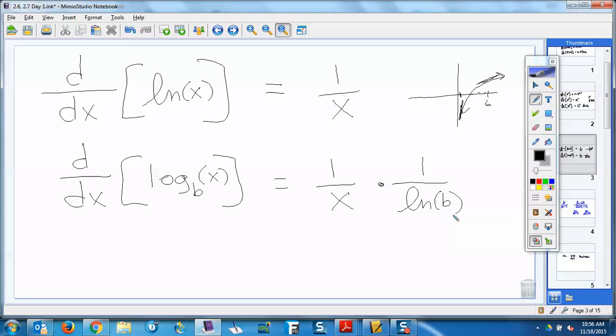So if you're doing log base 2, the b is this base right down here. b is the base.